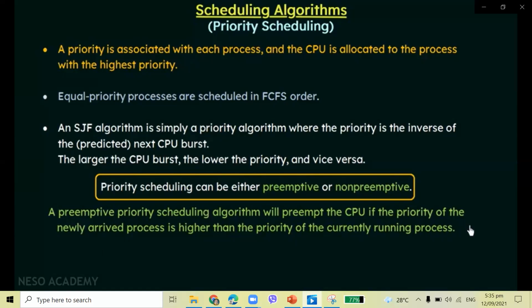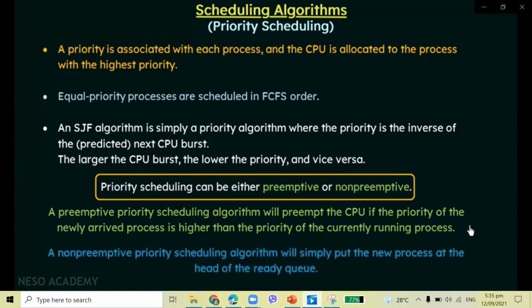Now, what about non-preemptive priority scheduling? In non-preemptive priority scheduling, the algorithm will simply put the new process at the head of the ready queue. So if a new process arrives with higher priority than the one which is currently executing, even then the currently executing process will not be disturbed, but the newly arrived process will just be kept at the head of the ready queue. That means it will just be kept in the queue according to its priority.